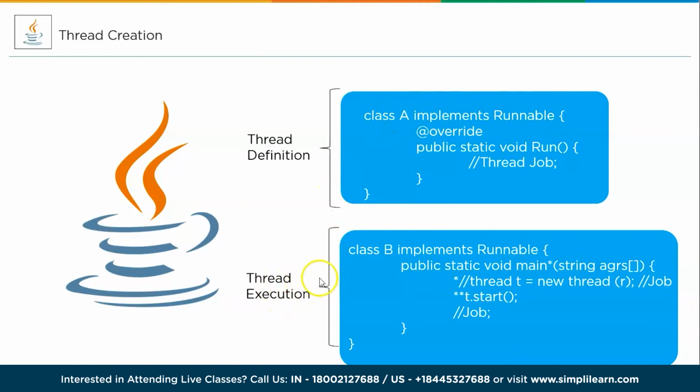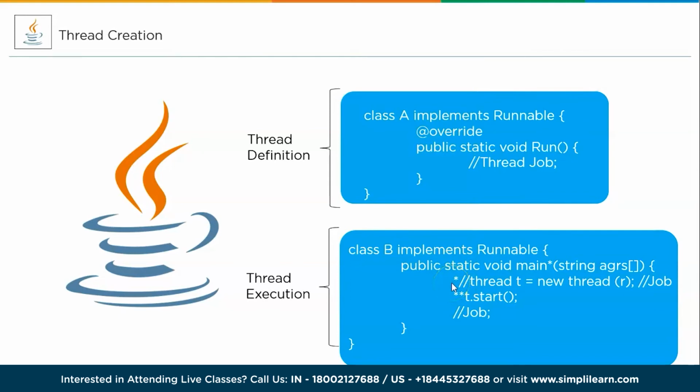When you come to thread execution, you create a new class B, and inside that you will have the public static void main string args. Until here you will have one single thread, that is the main thread, which will be called by the JVM. Once you create a new object of the thread, a new thread will be generated, that is the child thread, which is responsible for executing the job present in the runnable interface, and the main thread will be available as it is.